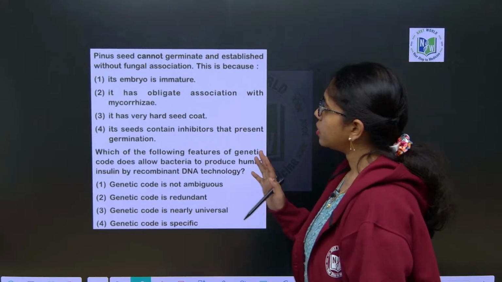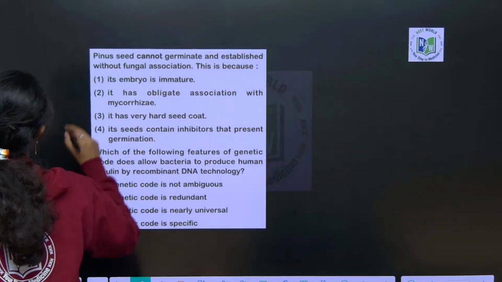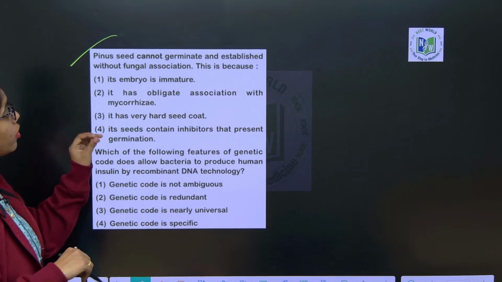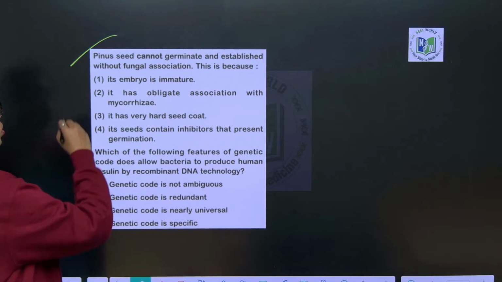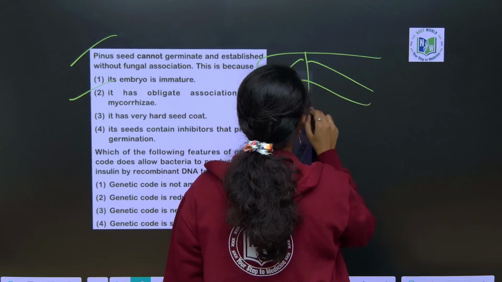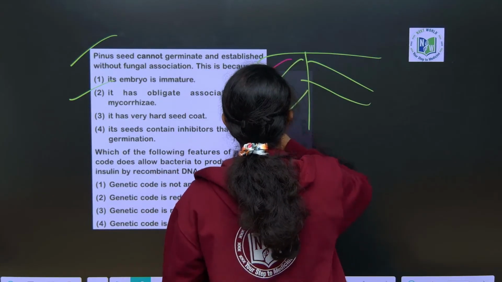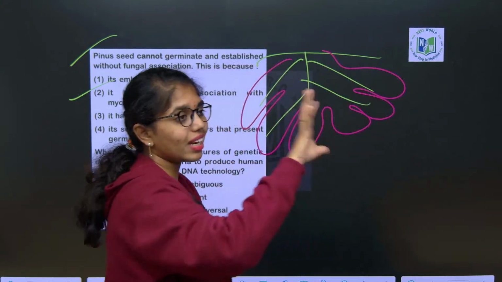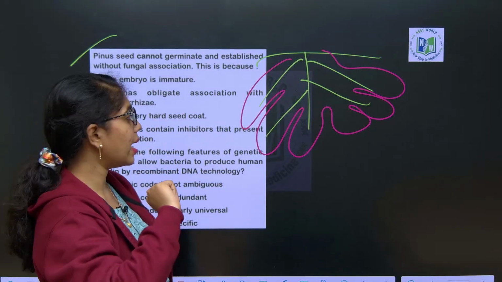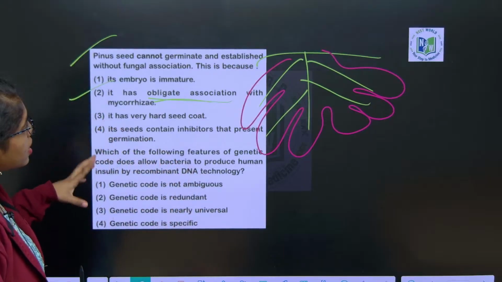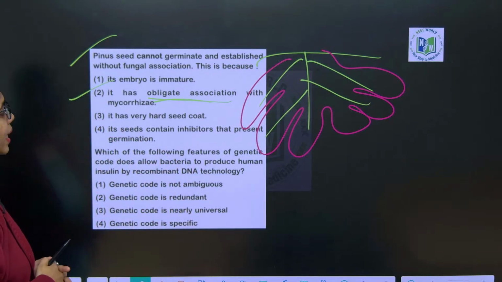Yeah, this is from Plant Kingdom, wherein Pinus seed cannot germinate and establish without fungal association. This is because of an obligate association with the roots. Pinus has a taproot system, and the roots are associated with fungi to increase the network and to absorb more water and nutrients. So this is an obligate association, there is no skipping it.